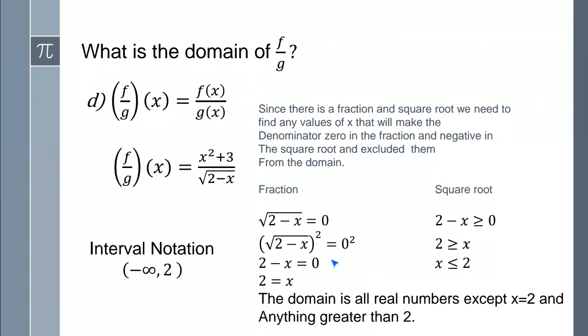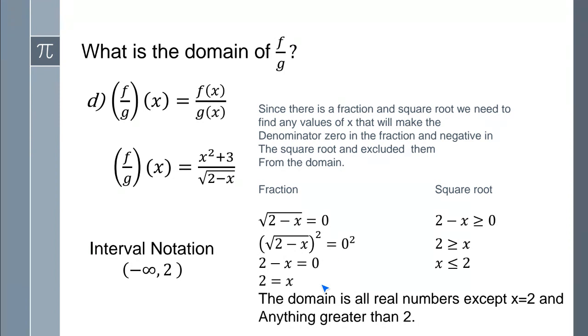Okay, so we take the square root, or we square both sides, excuse me. So this square will eliminate the square root, leaving me with just 2 minus x, and then 0 squared, of course, that is 0. Solving for x, we subtract 2 on both sides, and then we have to multiply by a negative on both sides, which will give me x is equal to 2.